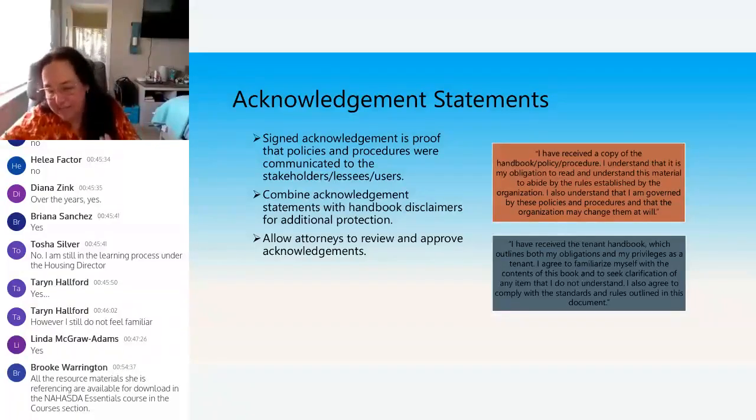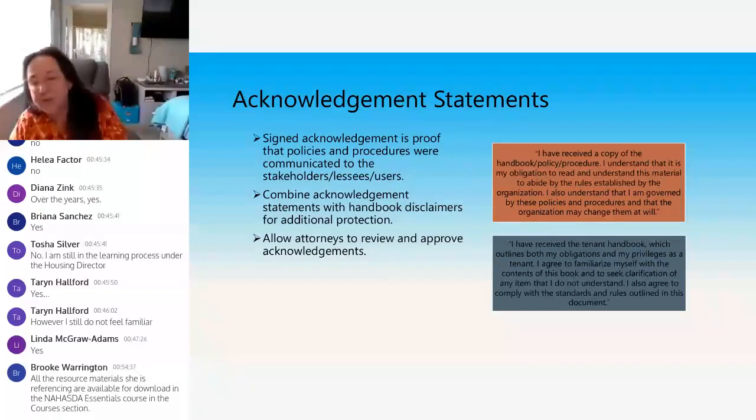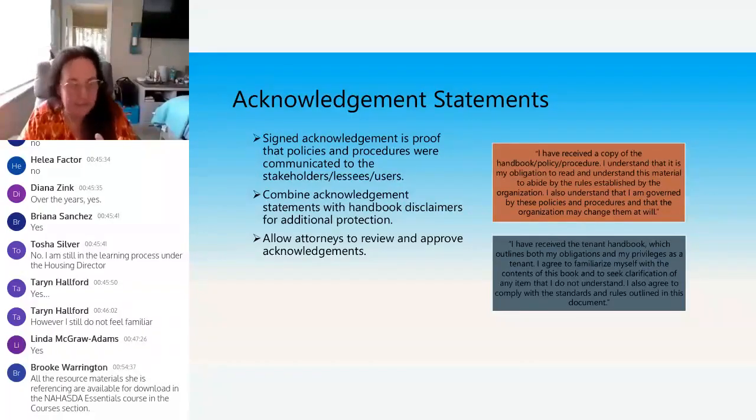They help a lot. A signed acknowledgement is proof that a policy and a procedure was communicated to your stakeholder, your lessee, your user, your staff. You can combine your acknowledgement statements with handbook disclaimers for additional protection. Make sure you allow your attorneys to look at any disclaimers, the majority of your policies, always your leases, okay?